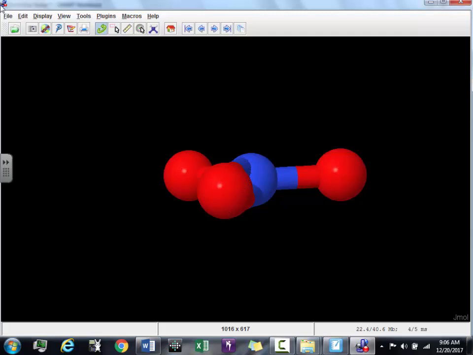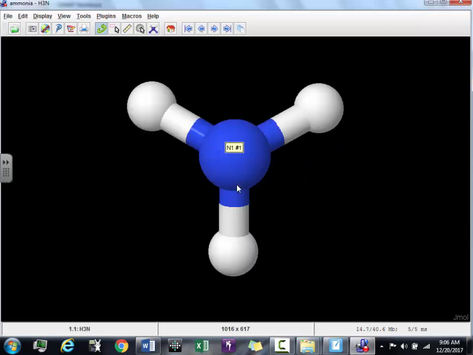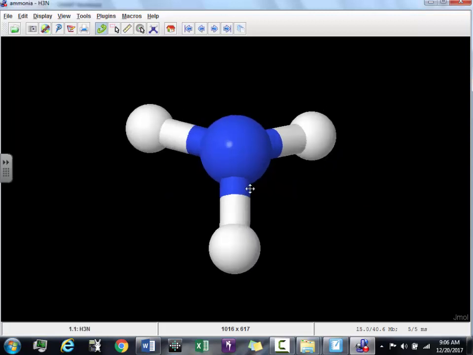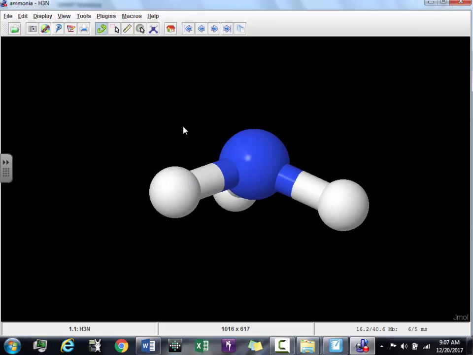But the exact same sort of thing for ammonia. Come on, you can do it. Not gonna work. There we go. Here's the ammonia. The ammonia also goes in 3 directions, but can you guys see how this is not flat? All due to the presence of an extra lone pair.